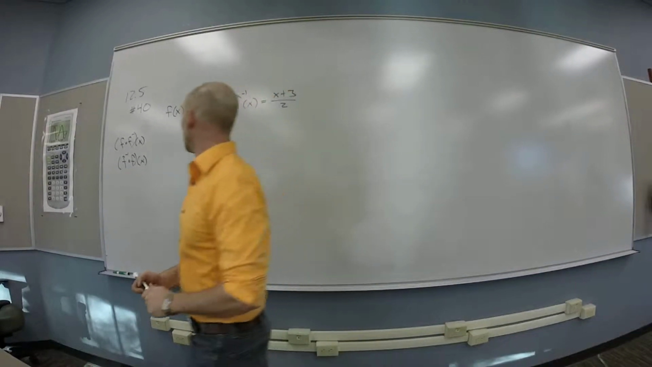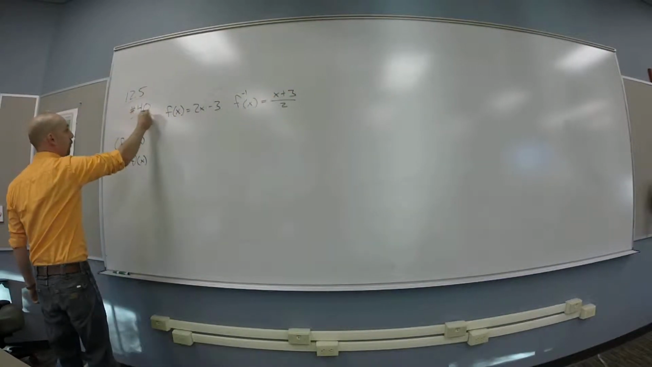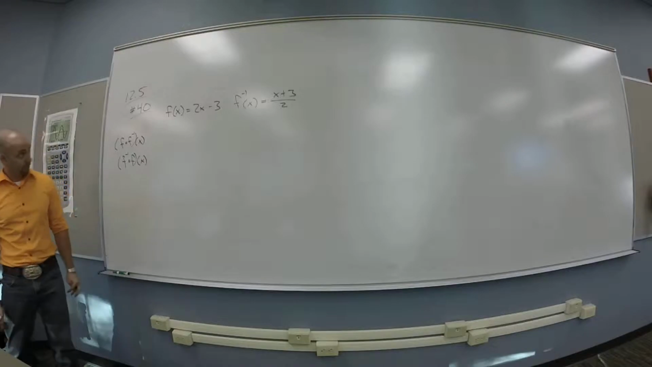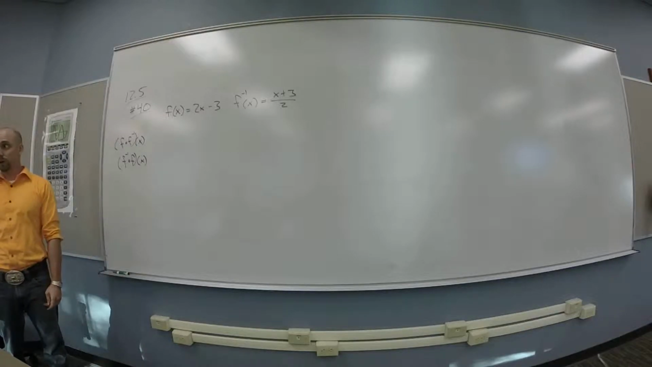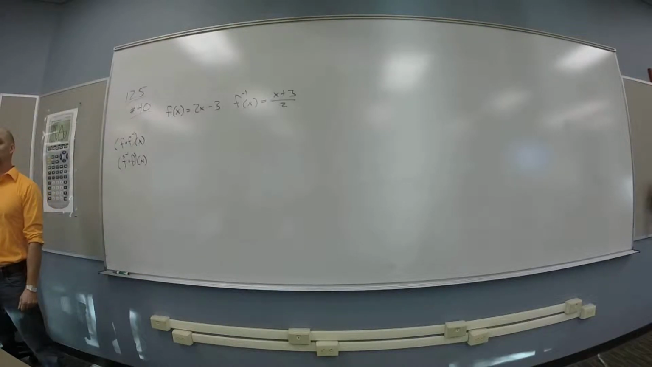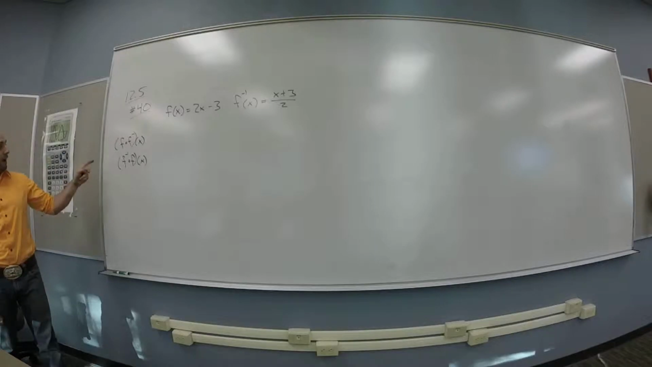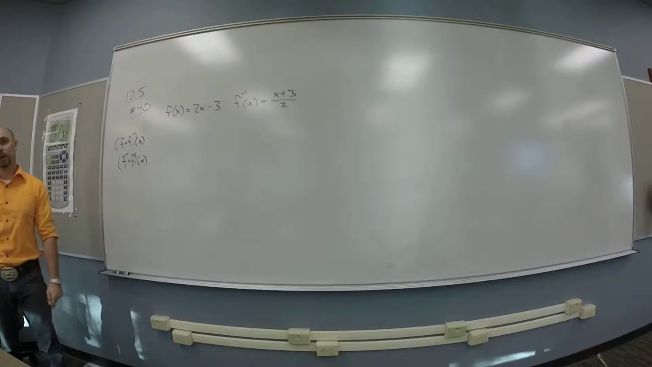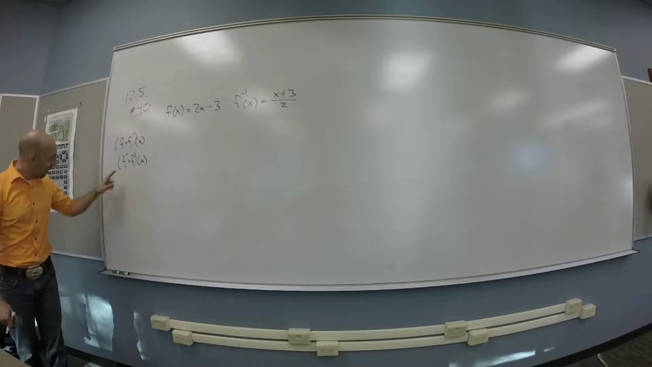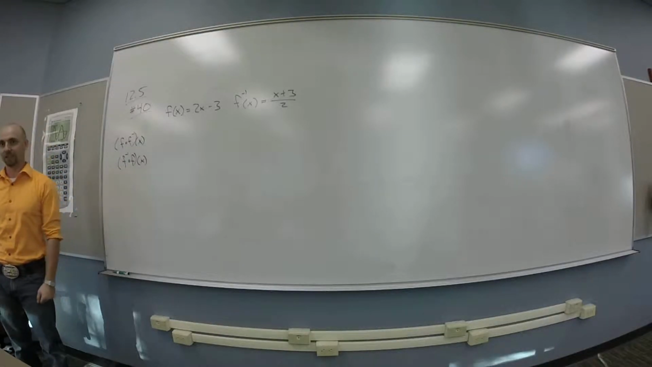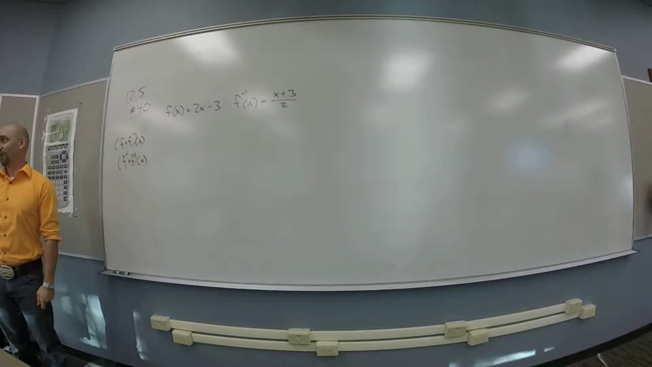Okay, so 12.5, number 40, they give us two functions. They say f of x is 2x minus 3, and f inverse of x is (x plus 3) over 2. And then they want me to determine f of f inverse of x and f inverse of f of x. Okay, cool? Is that where you started?